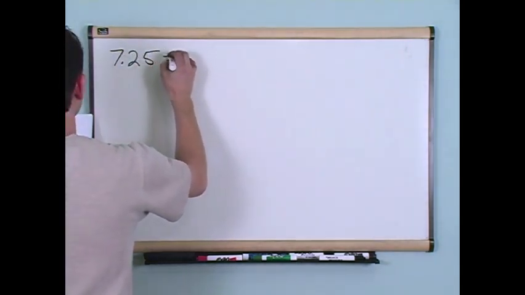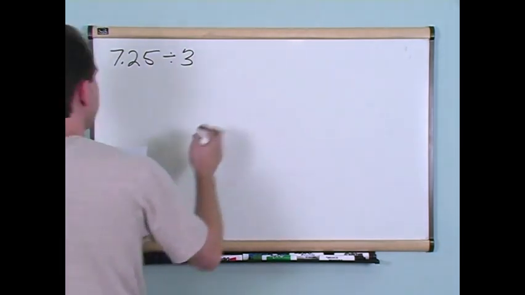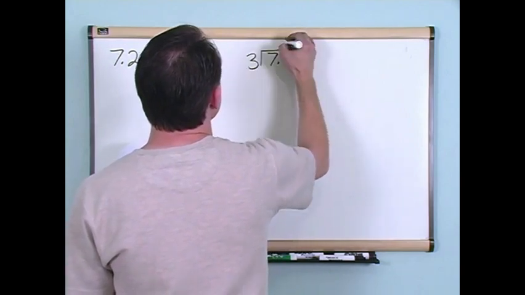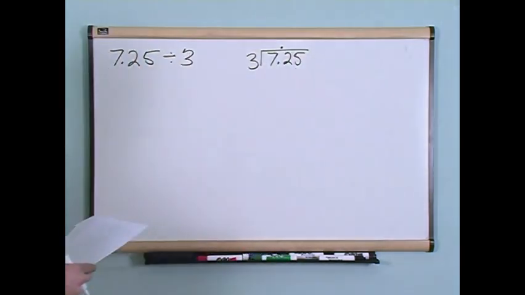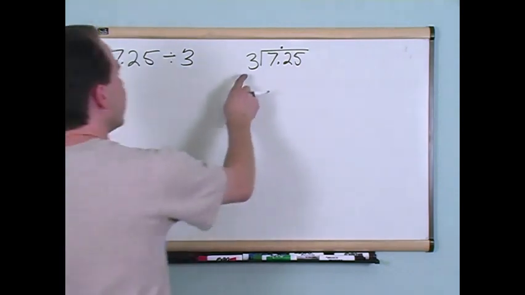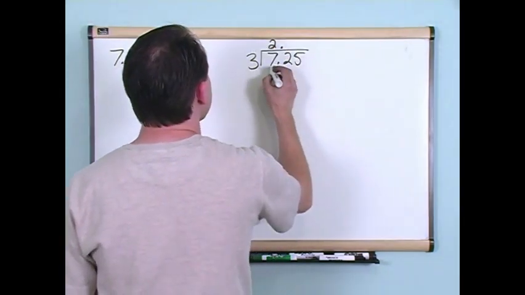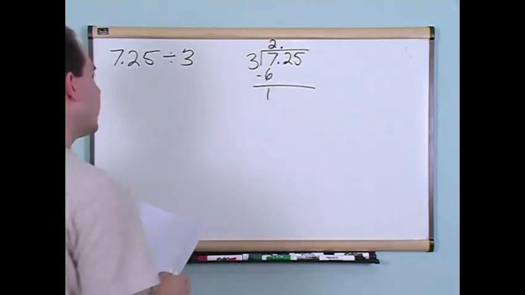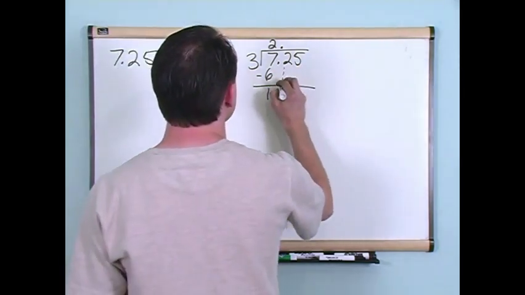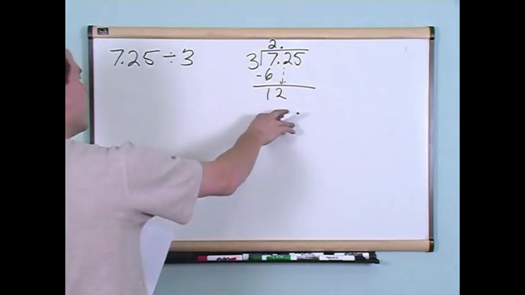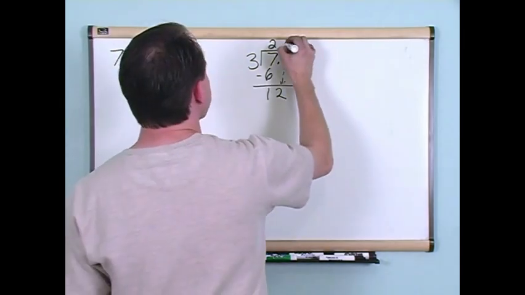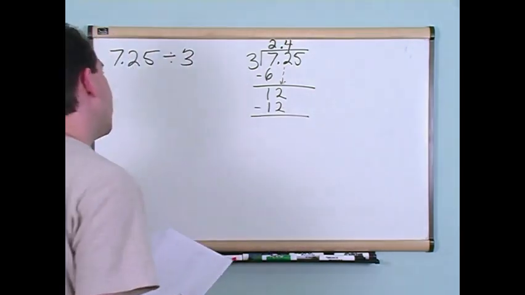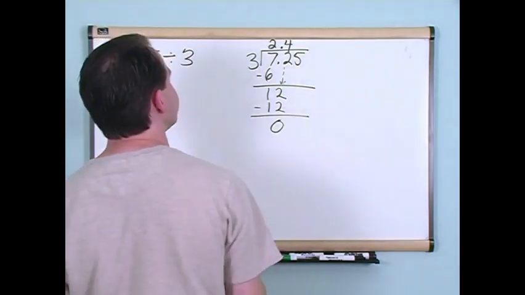Let's try 7.25 divided by 3. So you have 7.25 divided by 3, and I'm going to put a decimal up there. How many times will 3 go into 7? Only twice because 2 times 3 is 6. So I subtract and I put a 1 down here. Can 3 go into 1? No, it can't, so I drag the 2 down. Now I have 12. Can 3 go into 12? Sure, it can go 4 times because 3 times 4 gives me 12. Now I subtract. 12 minus 12 gives me 0.